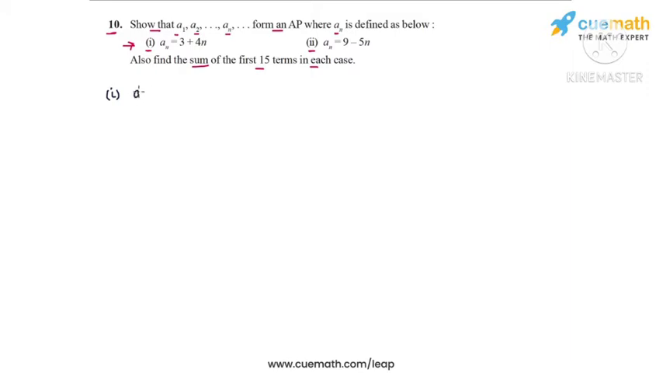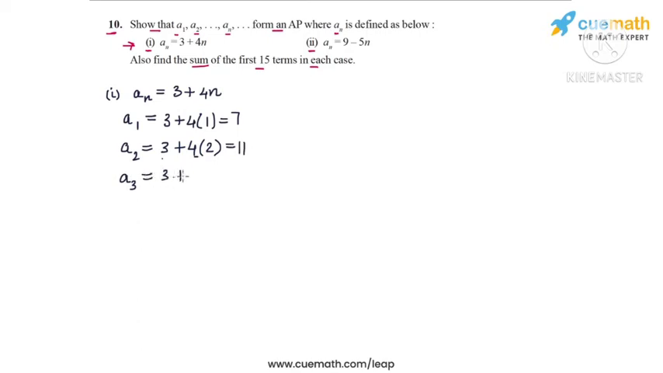So the nth term in the first part is given by 3 plus 4n. By substituting different values of n, we can get different terms of the progression. For example, if I put n equal to 1, then a1 will be 3 plus 4 times 1, which is equal to 7. If I put n equal to 2, then a2 will be 3 plus 4 into 2, that's 3 plus 8 or 11. If I put n equal to 3, then a3 is 3 plus 4 times 3, that's 3 plus 12 or 15, and so on.